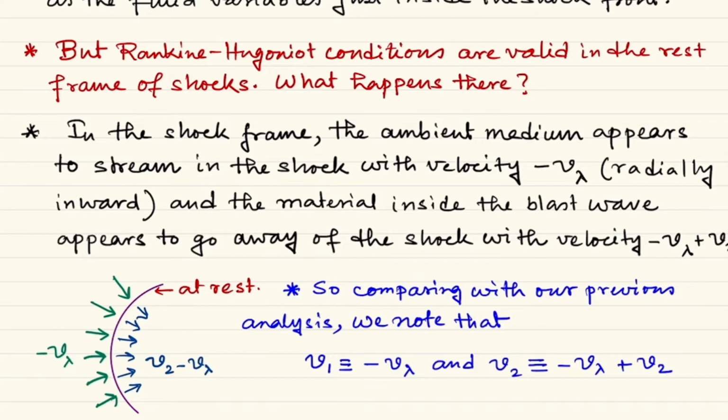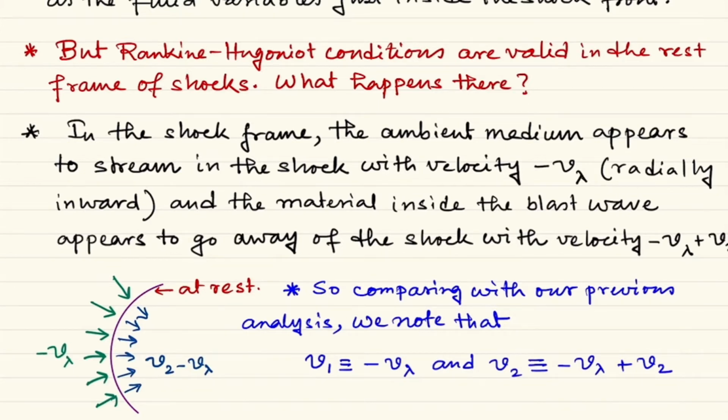So someone who is sitting on the shock will see the whole system as some material from the ambient streaming into the shock, and behind this, some material is flowing farther from the shock, that means away from the shock, with a velocity v2 minus v lambda.